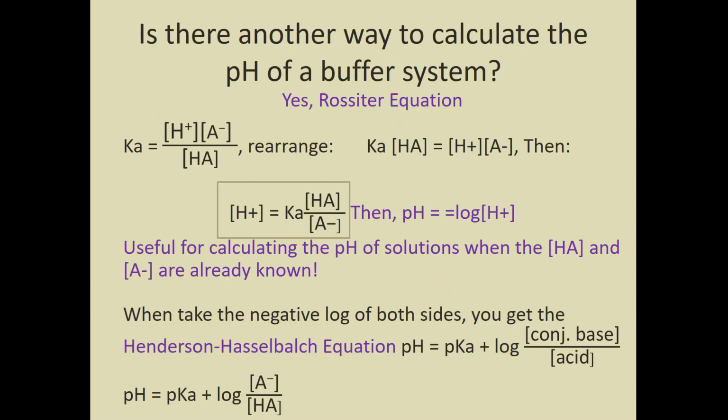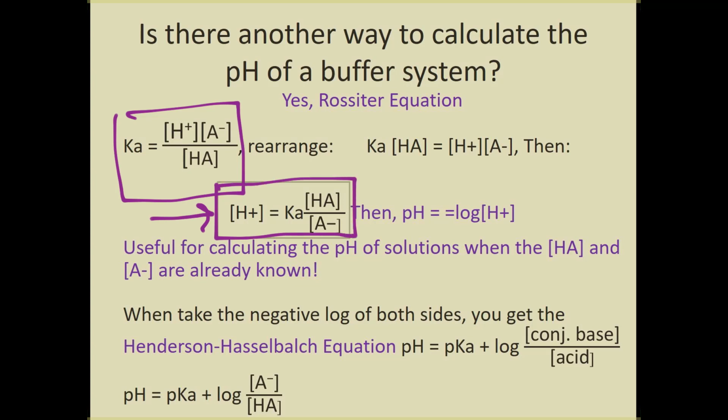This is another way to calculate the pH of a buffer system. I call it the Rossiter equation because this doesn't really have a name. But here is that dissociation equation for an acid, and if I rearrange it, I get the hydrogen ion on one side. This is the Rossiter equation.